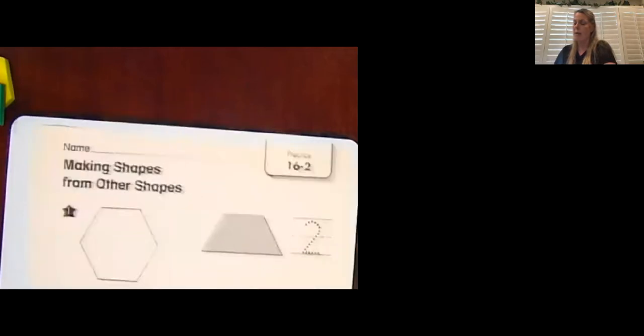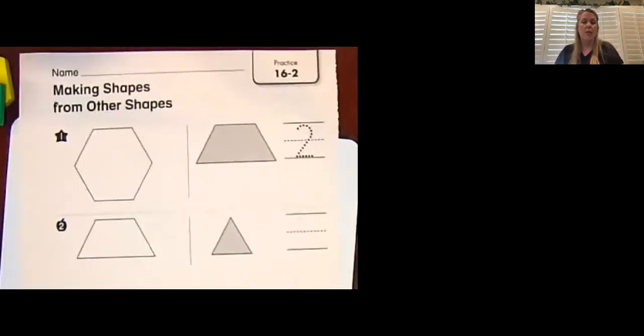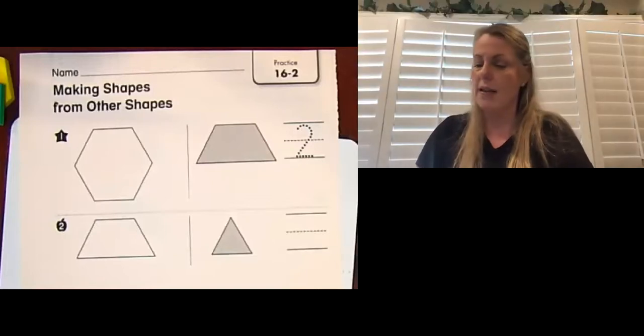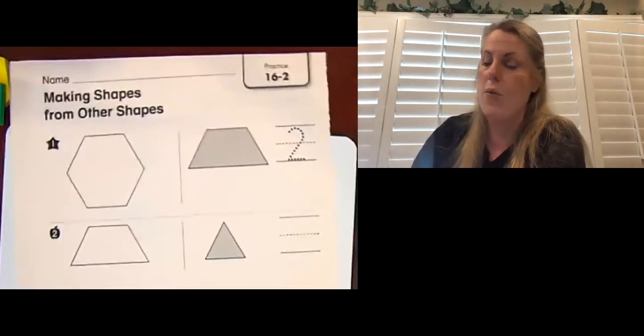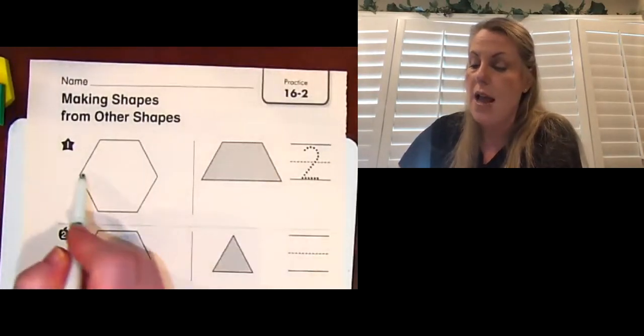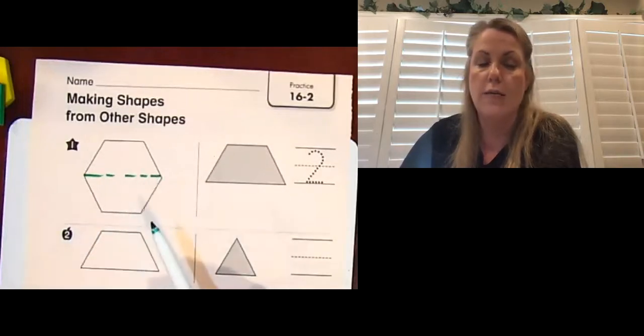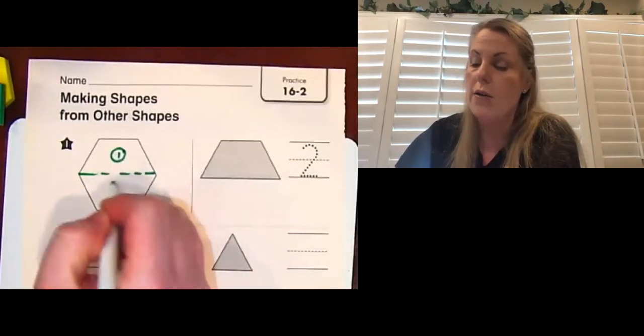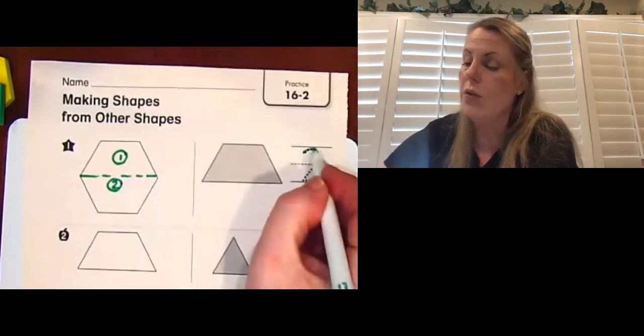Okay, let's look at the paper that we're going to be doing today. Move this to the side. So now we have a sheet and we're going to look and see. I'm going to start on the side. We're going to look at the shape and we're going to see how we can make those other shapes. So let's look at our first shape. Our first shape is that hexagon. If we have a hexagon and we know the shape's going to be trapezoids, how many trapezoids are in that hexagon? We draw our line. One, two, that's right, two.